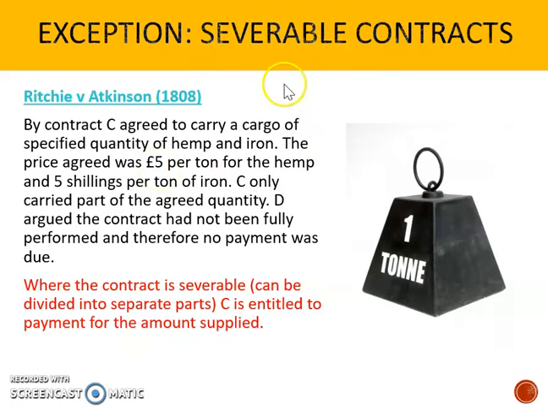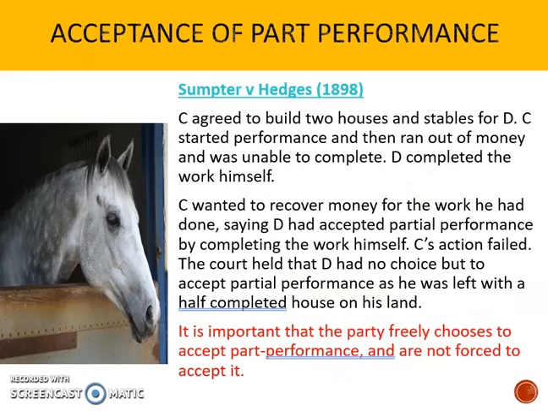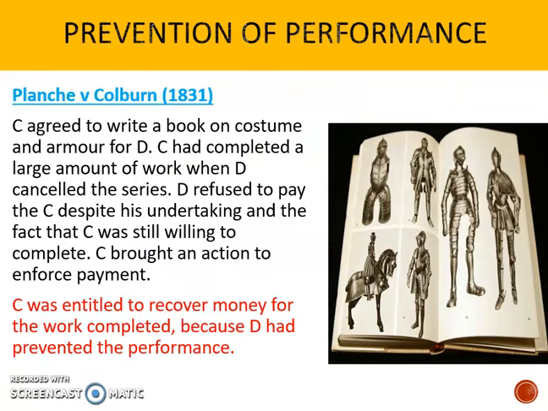So look out for severable contracts. We can accept partial performance on those. It might be the case that one of the parties agrees or accepts part performance of what was initially agreed to. But from the case of Sumpter and Hedges, it's important that the party freely chooses to accept part performance and that they're not forced to accept it because they've got no other choice. It's also important that there hasn't been prevention of performance, and this is illustrated in Planch and Coburn.